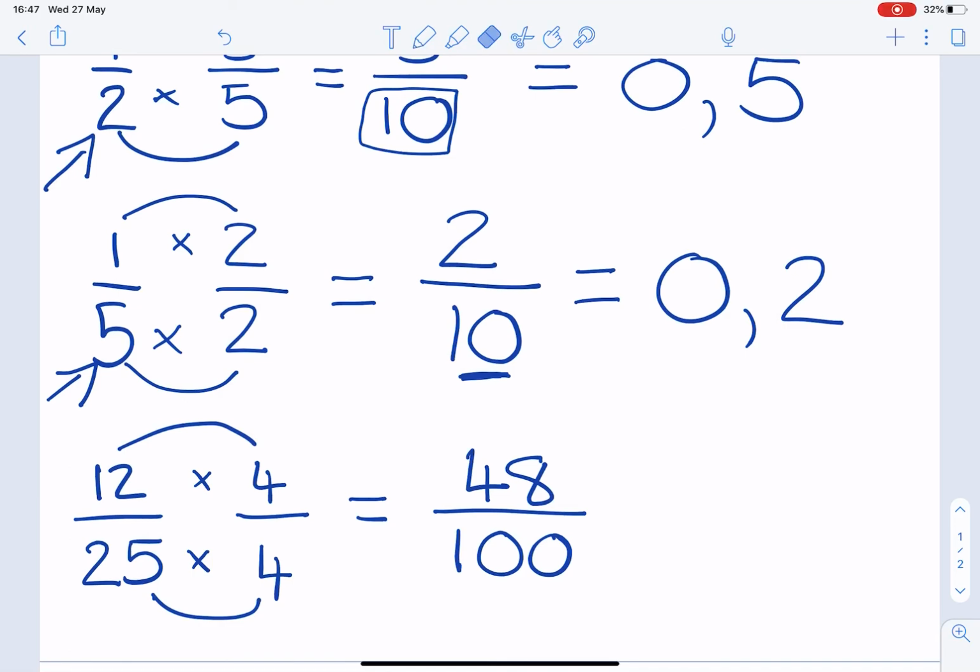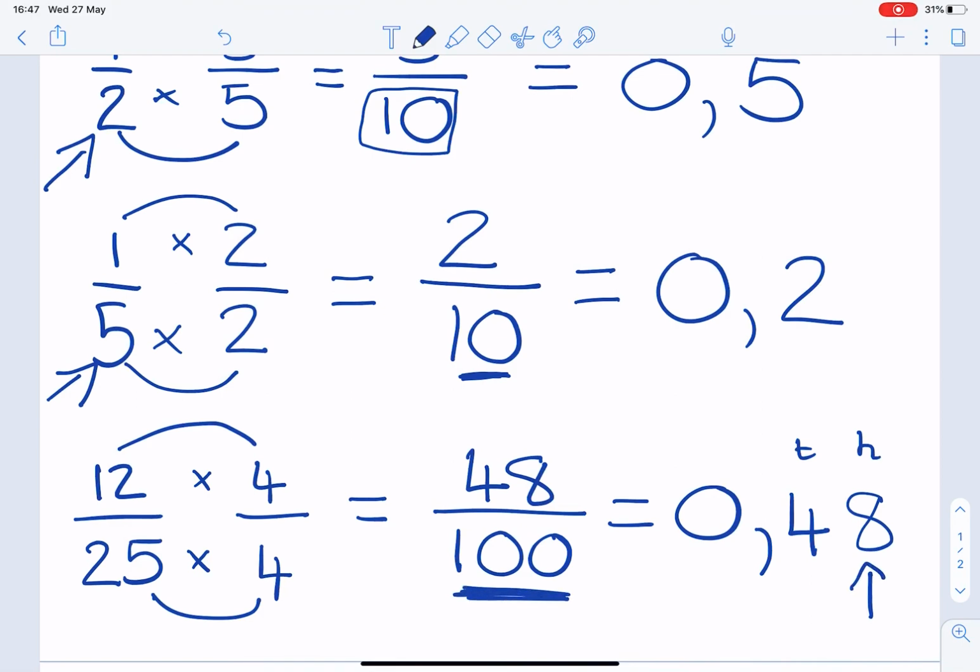Remember, hundredths, it has to end in the hundredths column. So our decimal for 12/25 will be 0,48. This is our tenths column. This is our hundredths column. It ends in the hundredths column because it is over 100.